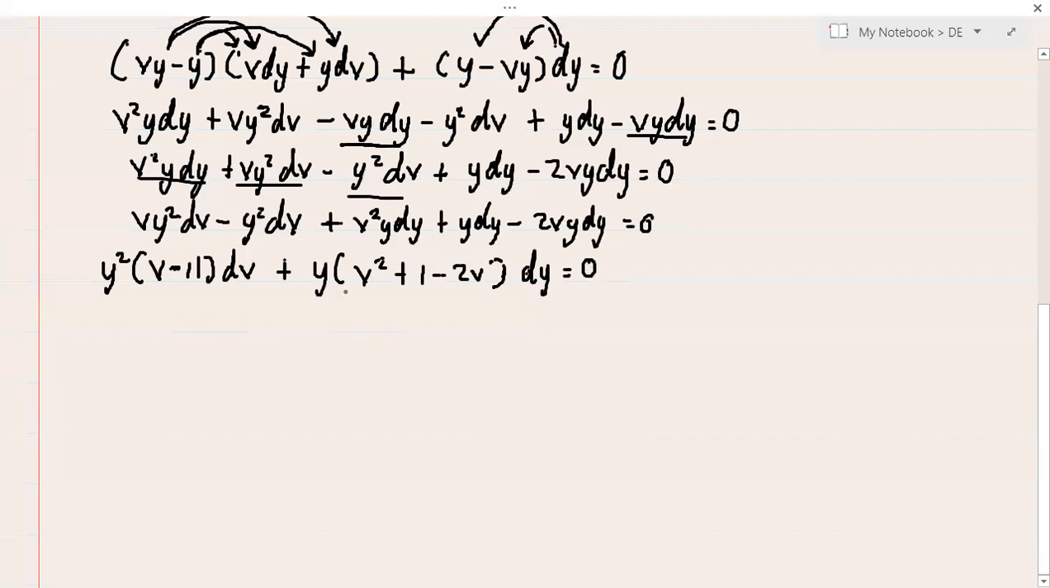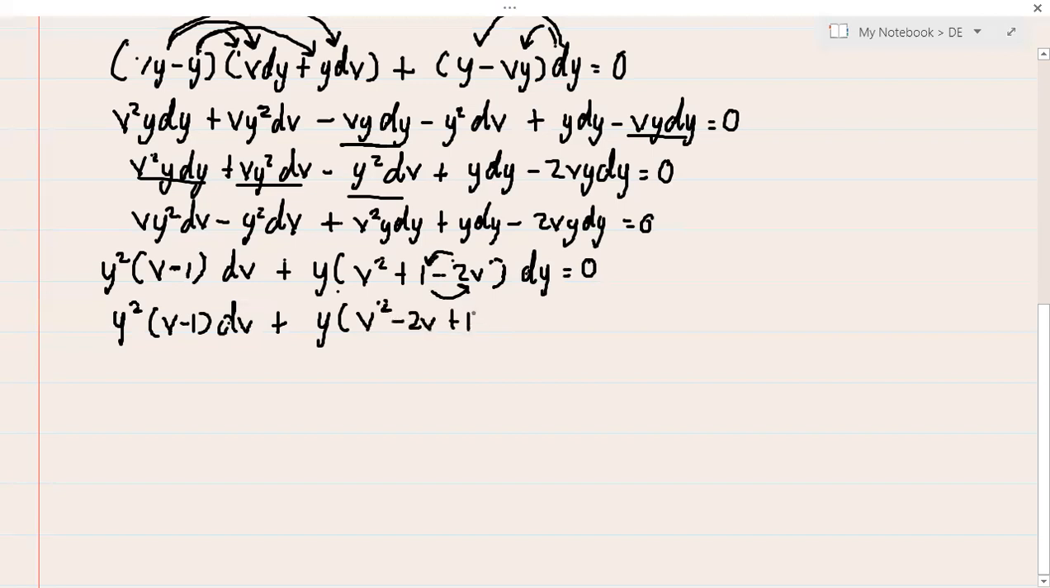Okay? Or pwede pa natin itong i-simplify actually, ito sa loob. I-arrange ko sila. Di ba meron tayong y squared times quantity v minus 1 times dv? Tapos dito, meron tayong y. Tapos ilagay ko si negative 2v dito at si 1 sa dulo. So, magiging v squared minus 2v plus 1 times dy.